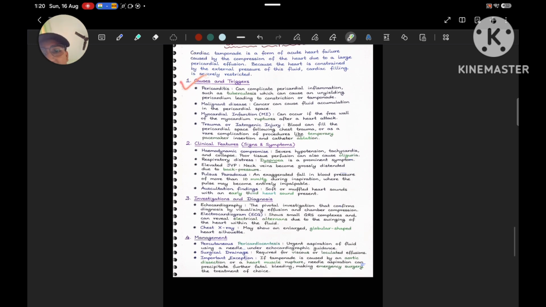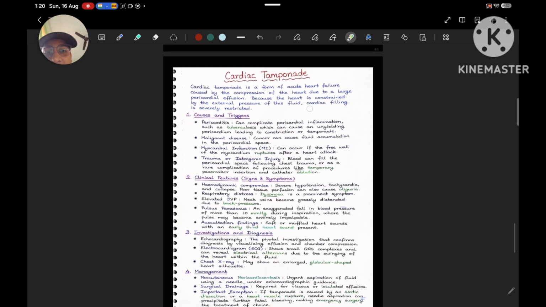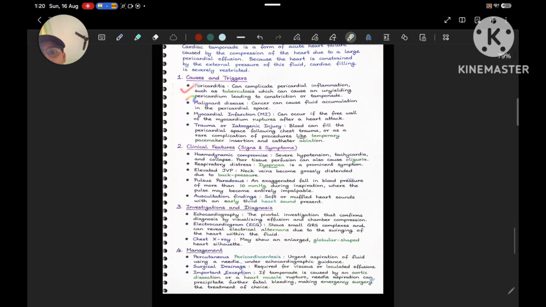So what are the causes and triggers of the cardiac tamponade? Here are 4 points that cause the cardiac tamponade. One is pericarditis, another is malignant disease like cancer, number 3 is myocardial infarction, and 4 is trauma or iatrogenic injury. What is pericarditis? Inflammation of the pericardium.